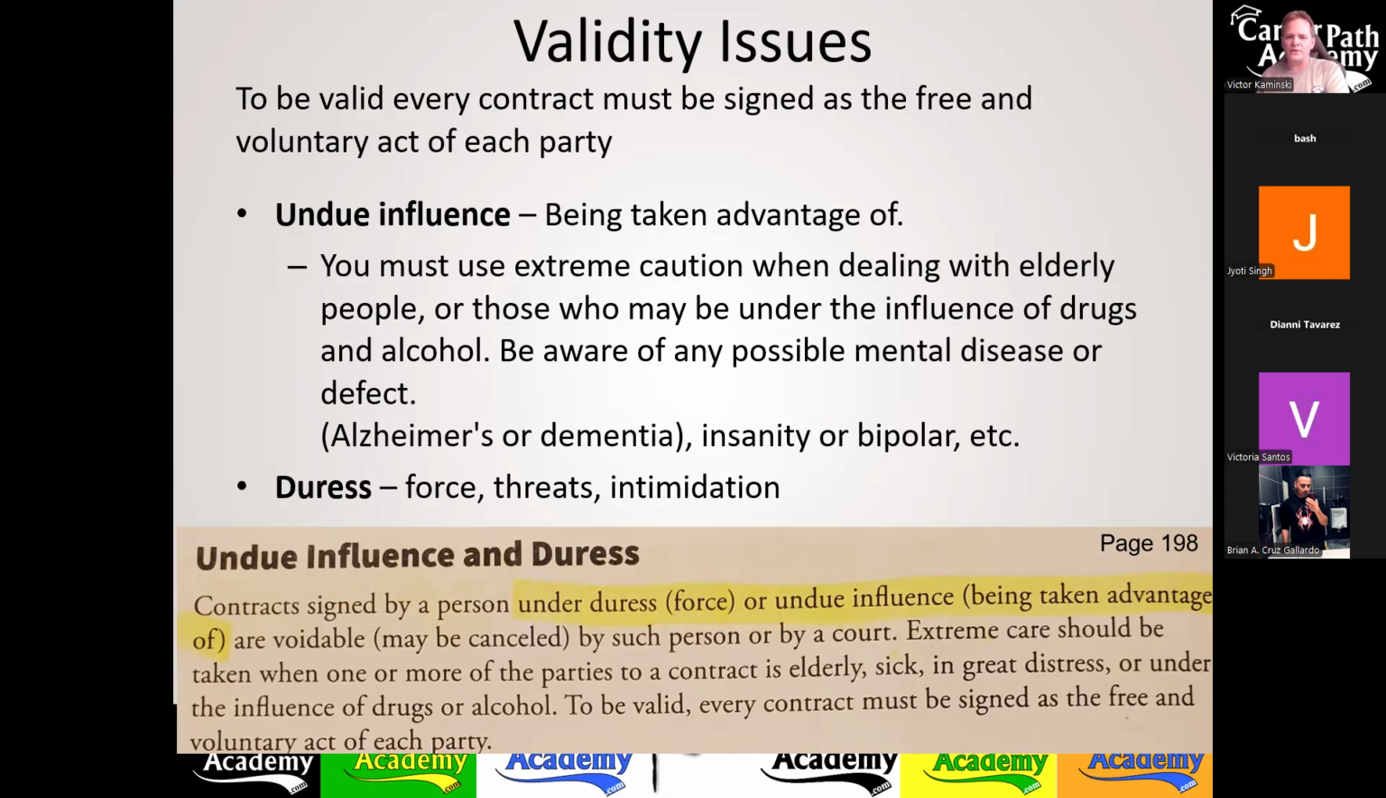Do the highlight here. Under duress means force. Undue influence means being taken advantage of. Do that highlight on page 198.